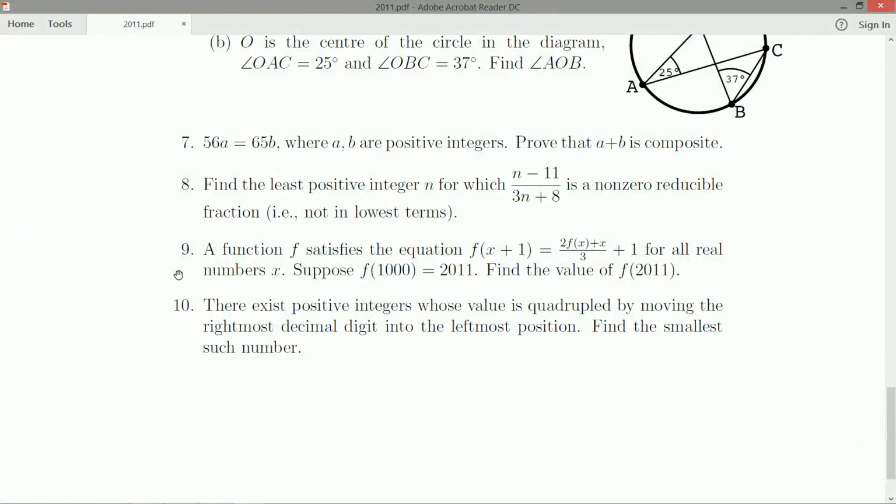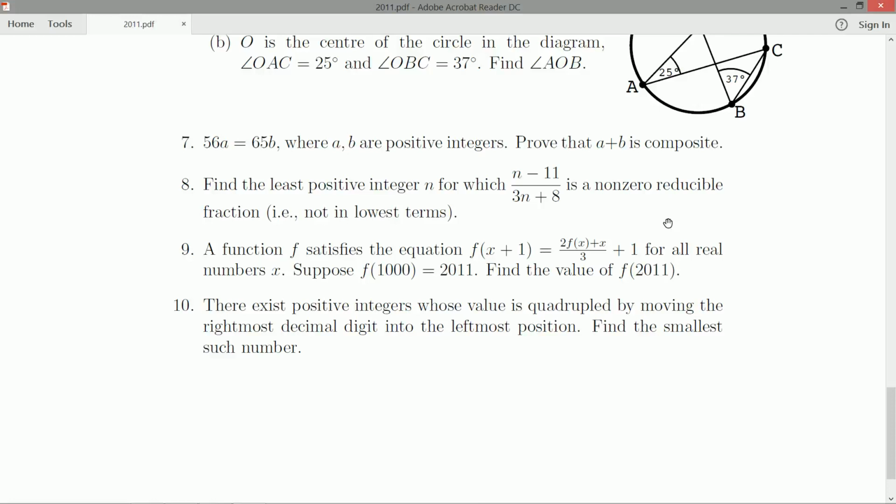Question number 9 here says, a function f satisfies the equation f of x plus 1 is equal to 2f of x plus x over 3 plus 1 for all real numbers x. Suppose f of 1000 is 2011, of course, the year of the contest. Of course, that's going to make it in at some point. Find the value of f of 2011. Okay.